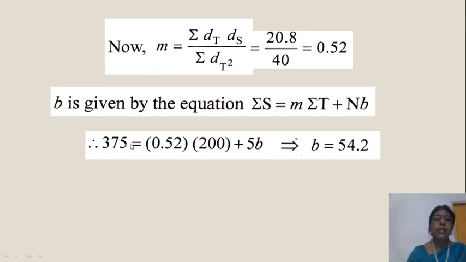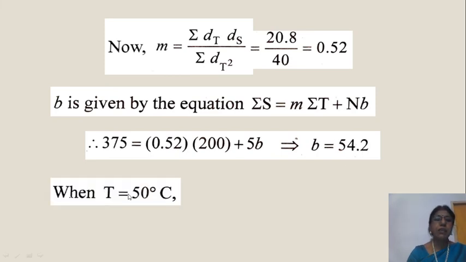That implies in this equation only b is unknown. Now 5b is equal to 375 minus this value, and b is equal to the sum of this value by 5. After calculation you get b is equal to 54.2.